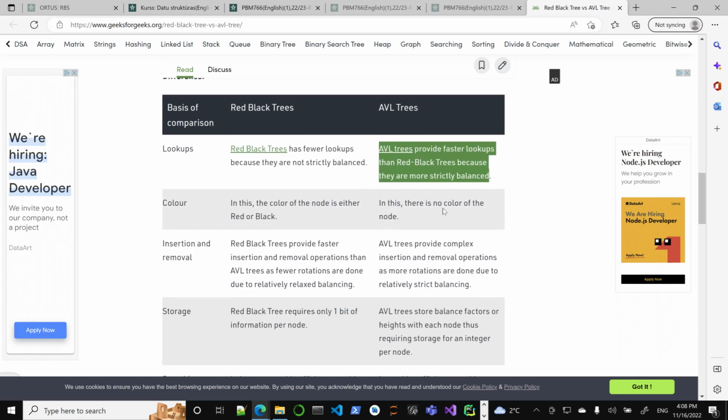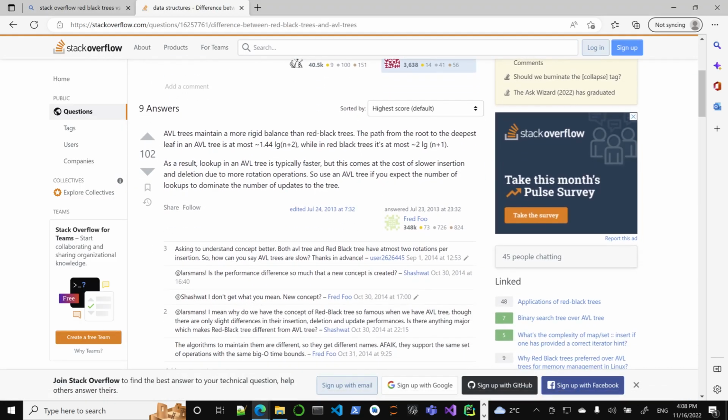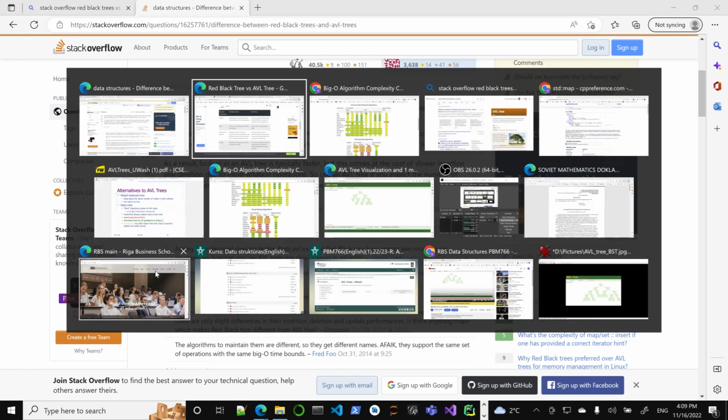Again, hopefully this gives you the big picture view of these two different self-balancing structures. Somebody asked a question on Stack Overflow: two concepts, why do we have two? Right, because they're different names. They're two different self-balancing tree structures. They're both binary search trees. They just use different methods of balancing and different definitions of what a good balance is. So that's a big picture answer if you want.